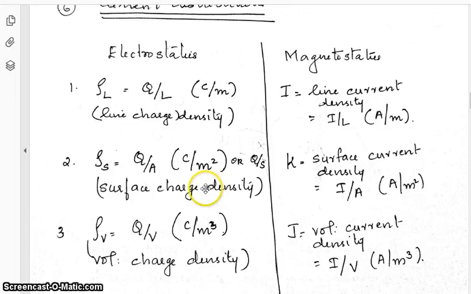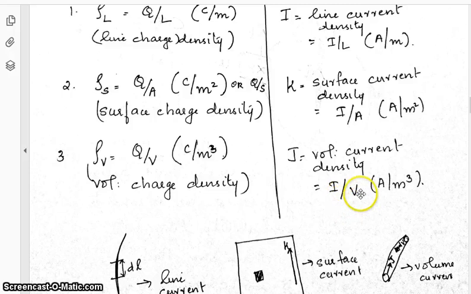Now coming to current distribution, this is also very important that you have to keep in mind. In magnetostatics, you have three current distributions, that is line current density, surface current density, and volume current density. Line current density is current per unit length, so the unit is ampere per meter. This is current per area, so that is surface current density. Here it is current per volume, that is volume current density. I is used to represent line current, K for surface current density, and J for volume current density.